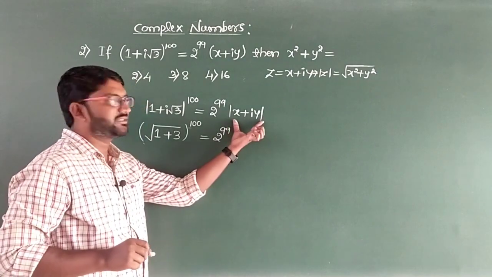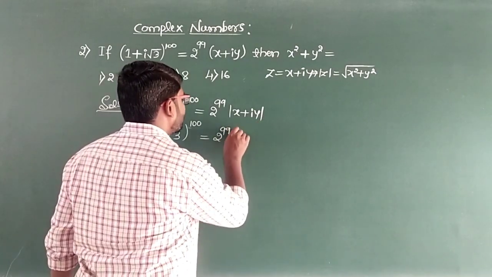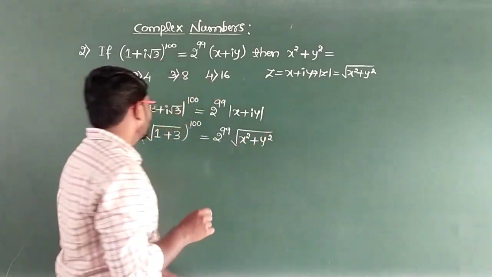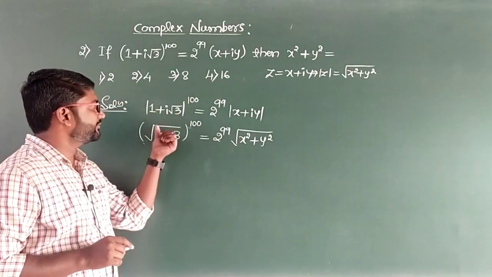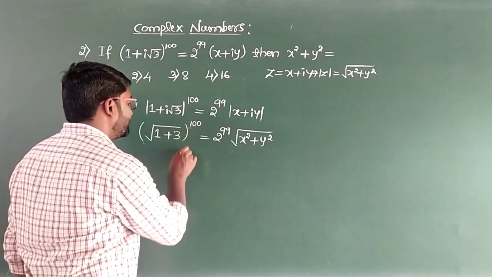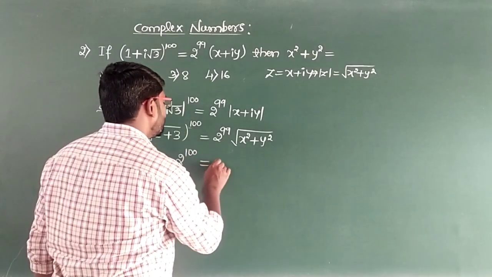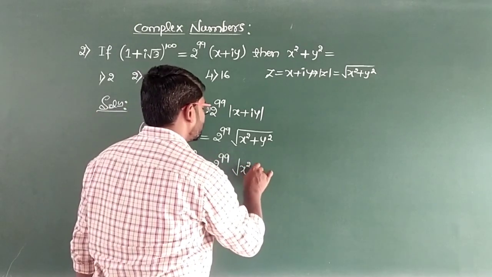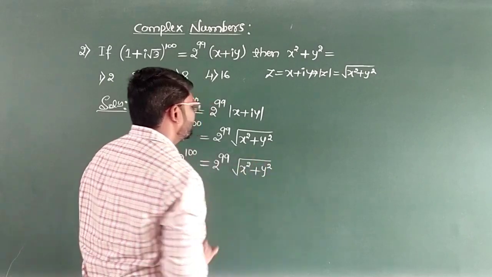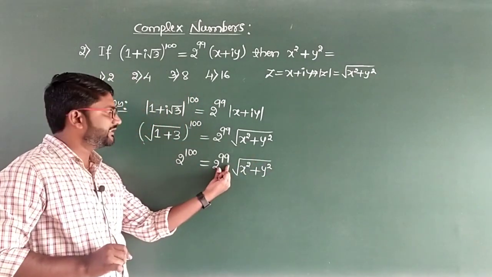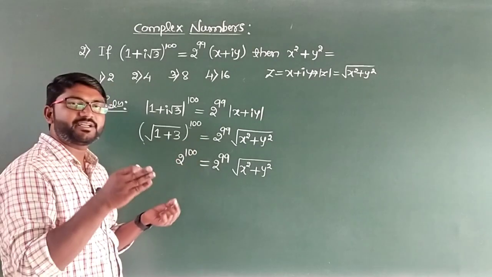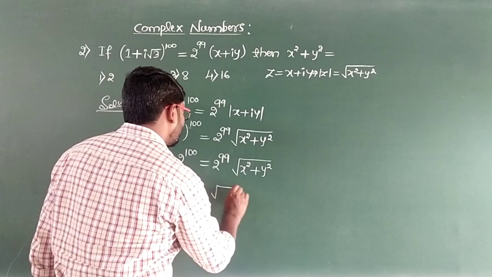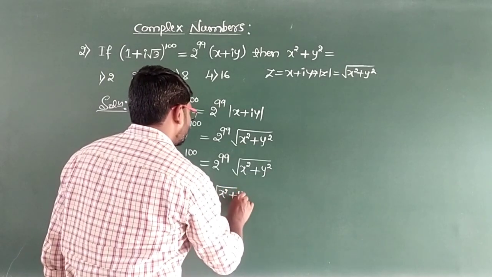Then modulus of this complex number is square root of x square plus y square. Then here 1 plus 3 it will be 4. Square root of 4 it is 2. Overall we get 2 raised to 100 is equal to 2 raised to 99 into square root of x square plus y square. So now take this term to the left hand side, it goes to the denominator. 2 raised to 100 divided by 2 raised to 99 will be 2. So we get 2 is equal to square root of x square plus y square.